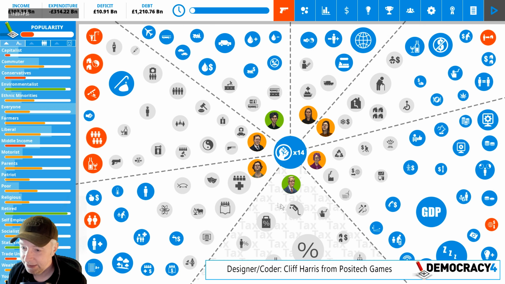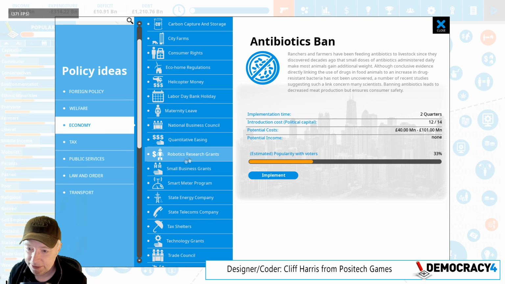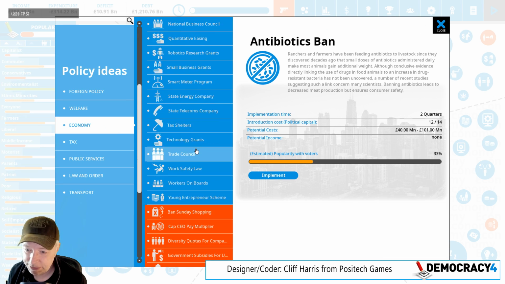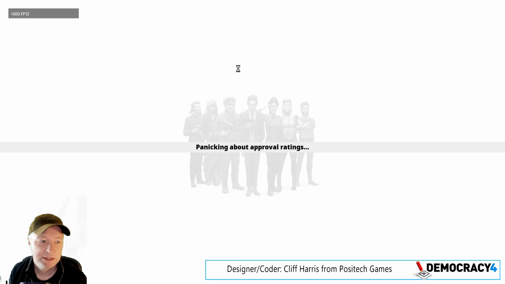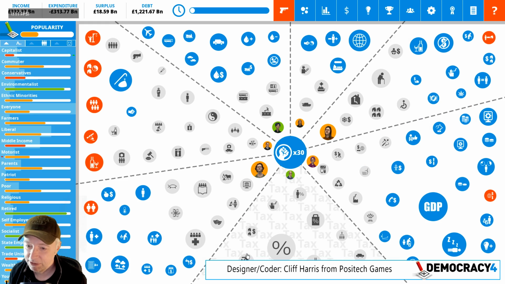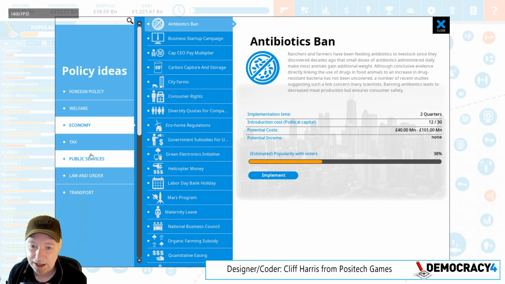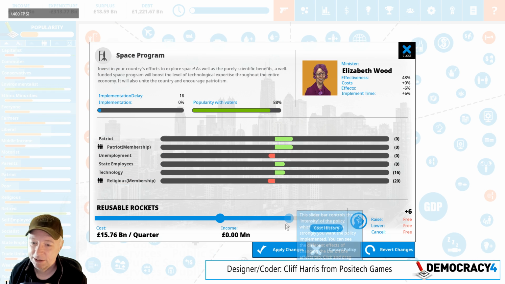Deficit of 10 billion. I'm going to make things a lot worse by implementing a space program. I don't have the money, but I want to implement it for a reason I'll come to in a minute. We have loads of things going wrong here. Situation imminent, hospital overcrowding, good, bring it, I don't care. So space program, I'm implementing this and I'm just throwing money at it for no reason.